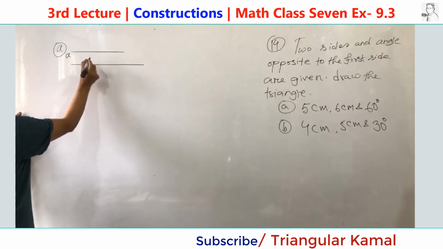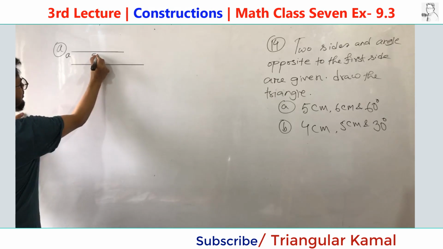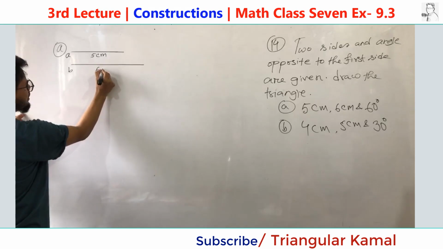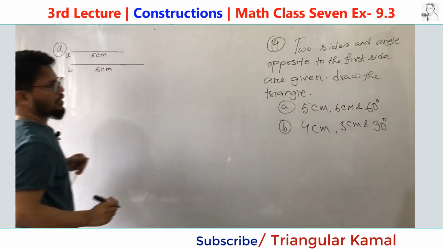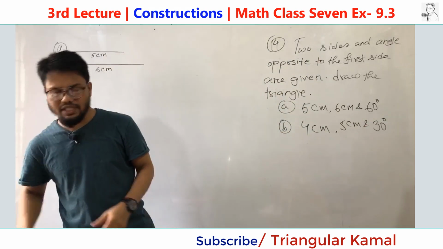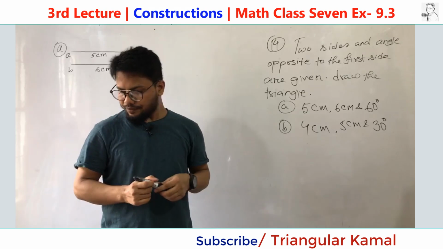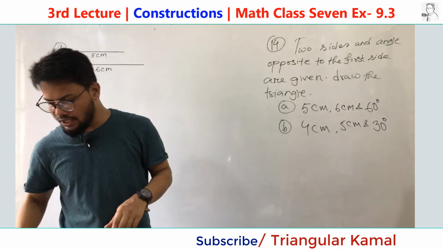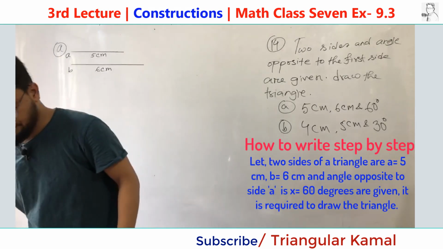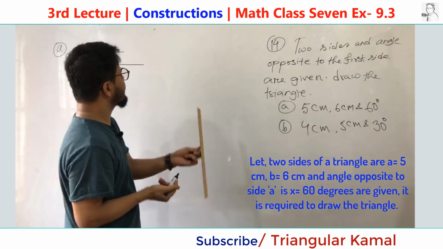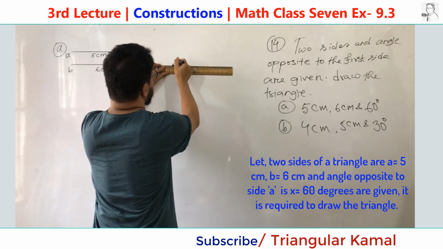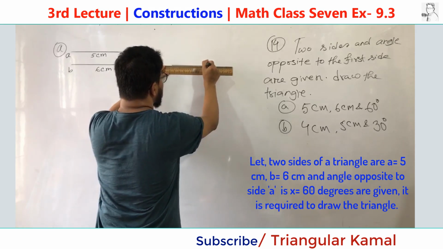So we can write here a equals 5 centimeter and b equals 6 centimeter. Another piece of information is given here, a 60 degree angle. Already we have discussed how to draw a 60 degree angle in the last two classes, so again we will show it here. First take a ray here.